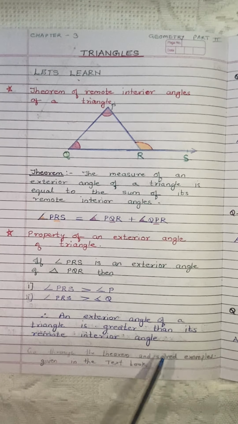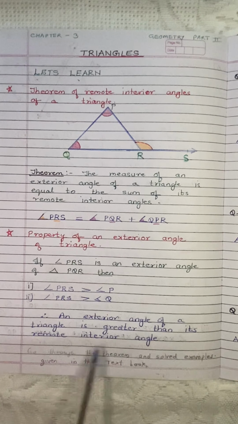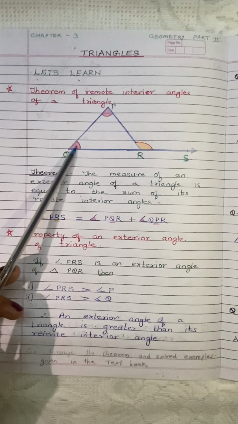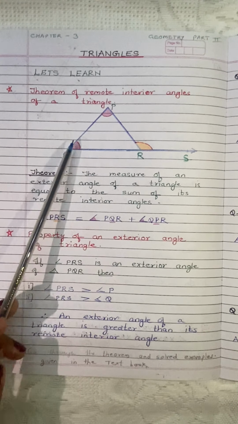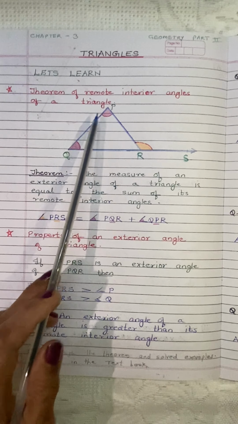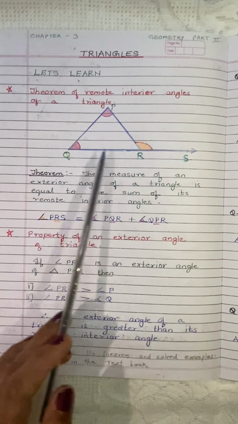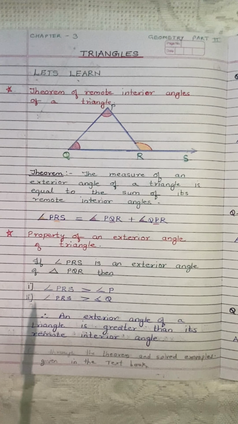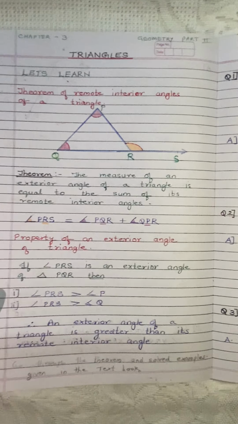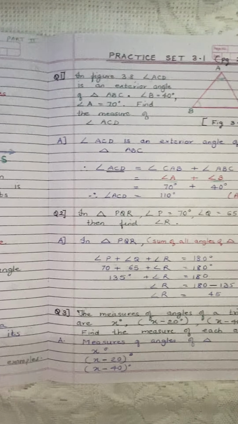Therefore, an exterior angle of a triangle is greater than its remote interior angles. So these are also called remote interior angles, and the exterior angle is always greater than each of these two angles; if you add the measures of these two angles, it is equal to the exterior angle. Now go through the theorems and solve the examples given in the textbook. Let's get started with practice set 3.1.